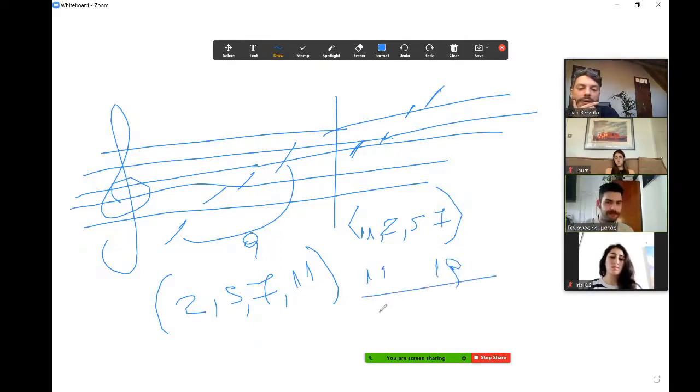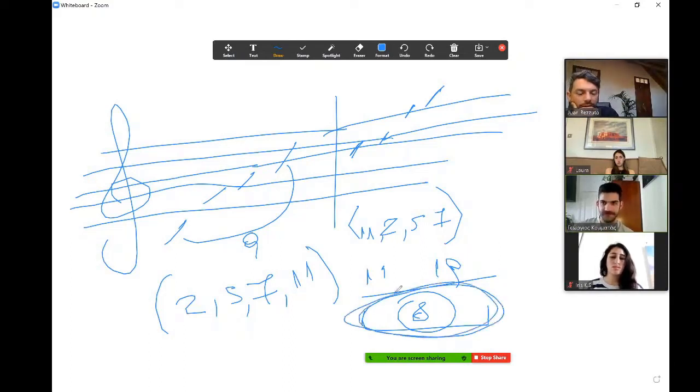19 minus 11, how much? 8. So what have we found? We found the normal version, the version in which these intervals are gathered within the smallest outer interval. So this is the shape we are interested in.